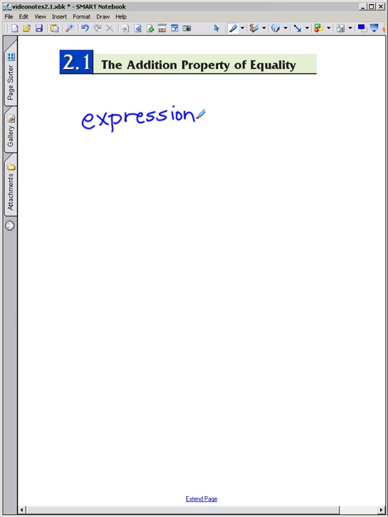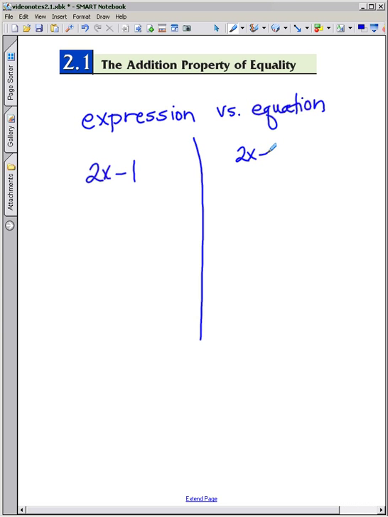and an equation. An expression is something of the form 2x minus 1, whereas an equation is something of the form 2x minus 1 is equal to 5. An equation contains two sides that are equal to each other.